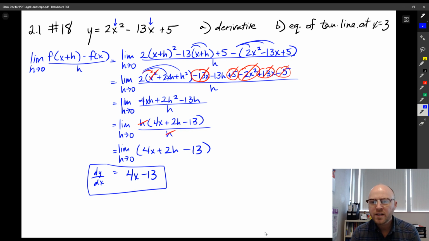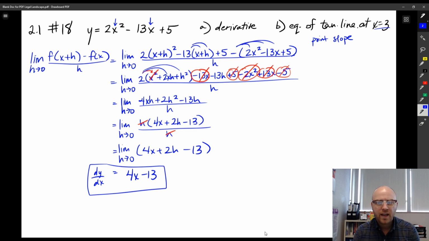For part B, we want the equation of the tangent line at x equals 3. So we need 2 things to write the equation of any line. We need a point and we need a slope. So we have an idea of how to get the slope. That's going to be using the derivative. We have half of a point at x equals 3. We need the y value of that point. So let's do that part first.